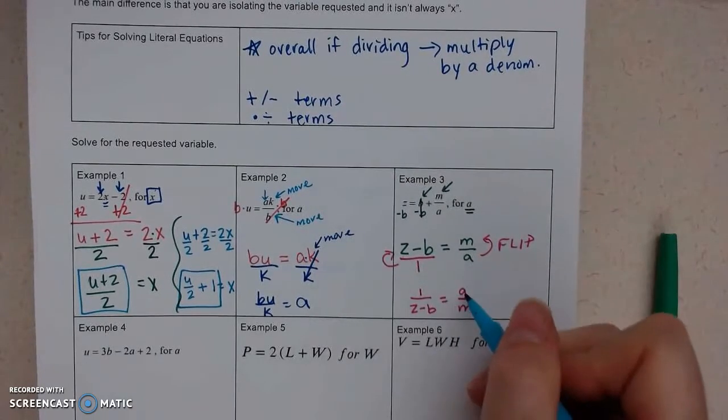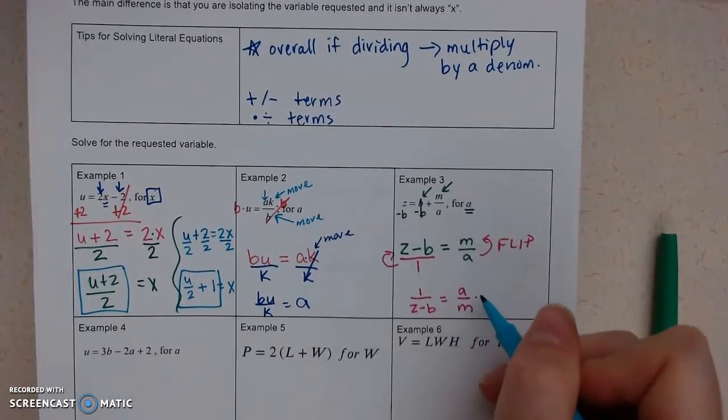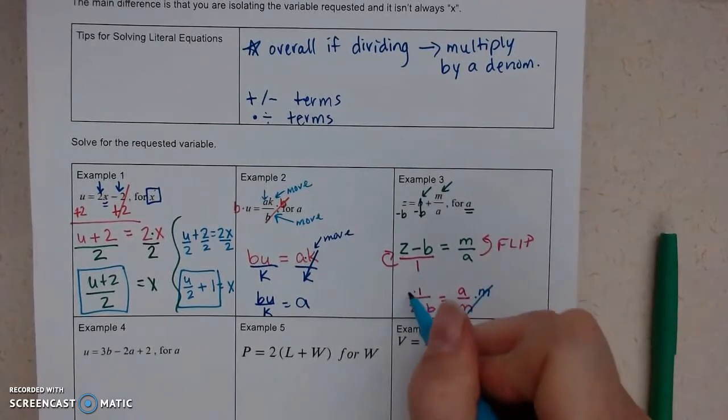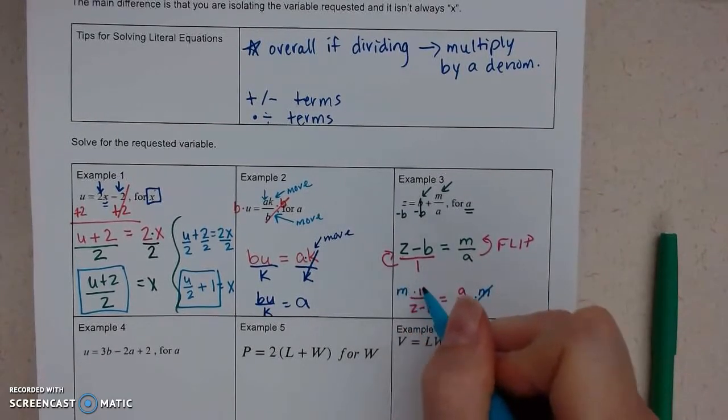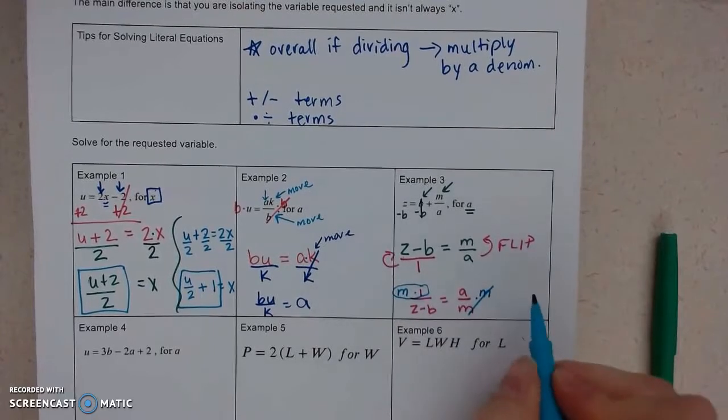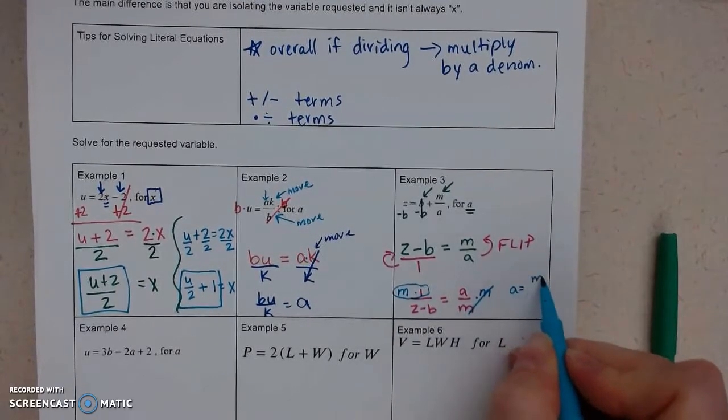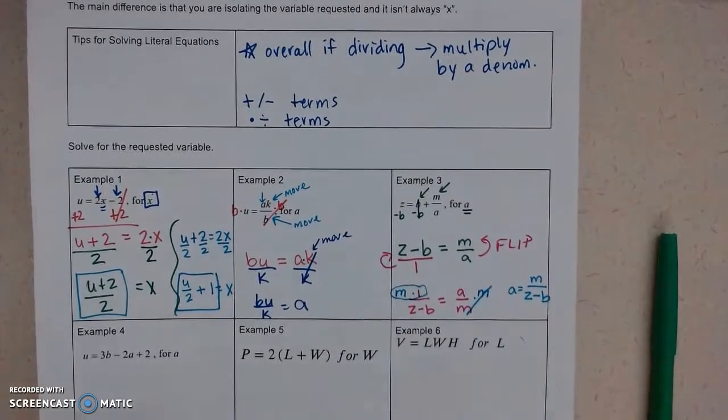So if I want to get a alone, the m is being divided, so I'm going to multiply both sides by m. When you multiply, you only multiply the numerator. So we get a equals m divided by z minus b. And our goal was just to get a alone, which we did.